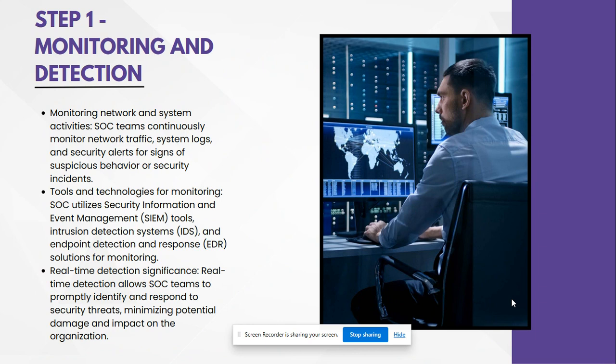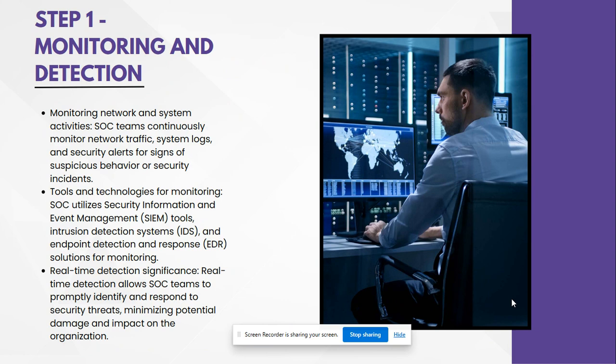In addition to reactive monitoring, we also engage in proactive threat hunting. For example, we might analyze DNS logs for unusual domain name resolutions, which could indicate the command and control communication by the malware.